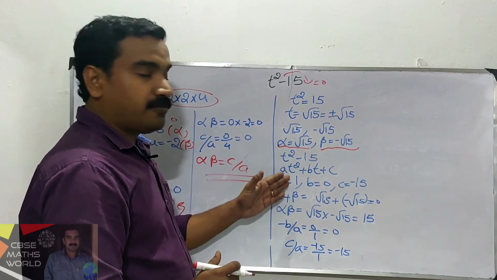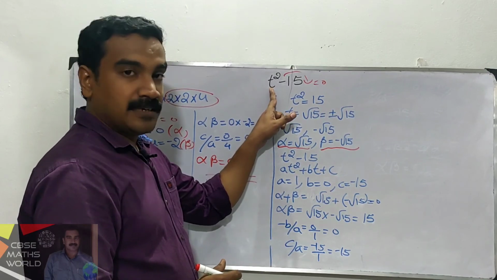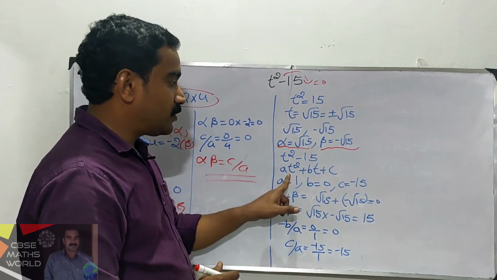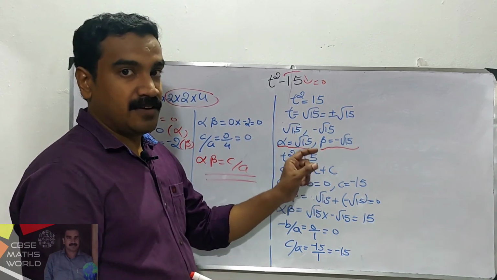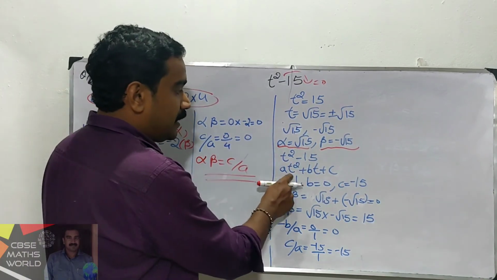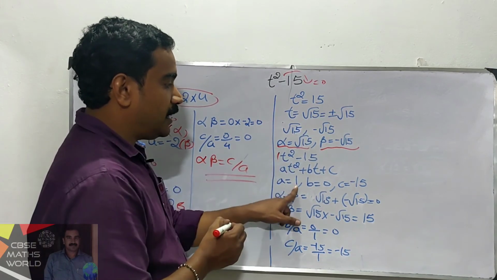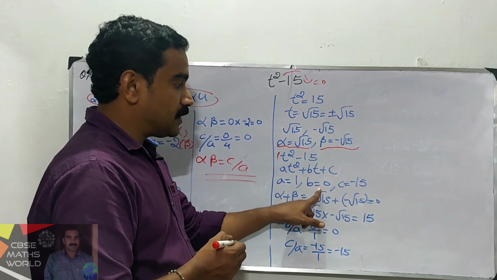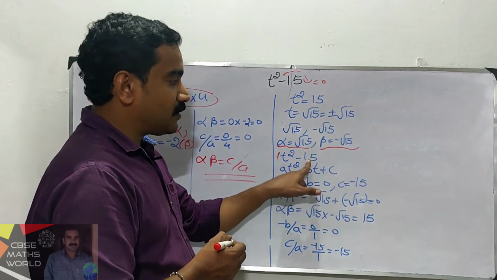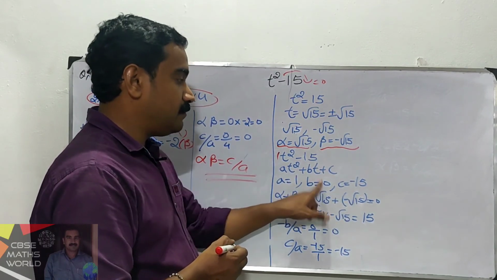Then we want to find a, b, c. Now in this polynomial, what is the variable here? T. The polynomial in t. So we want to write a t square plus b t plus c, and we want to find what is a, b, c. What is in front of the t square? Nothing here means 1. So a is 1. Any term with t here? No. So b is 0. What is c? C is the constant, minus 15. So c is minus 15, a is 1, b equal to 0.